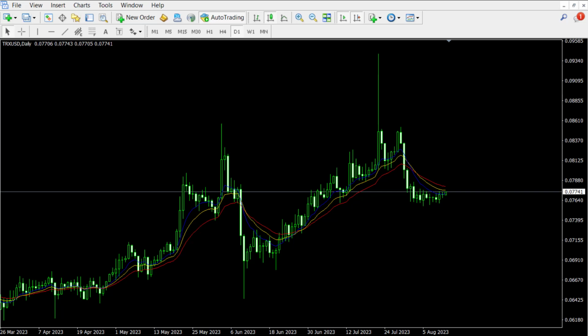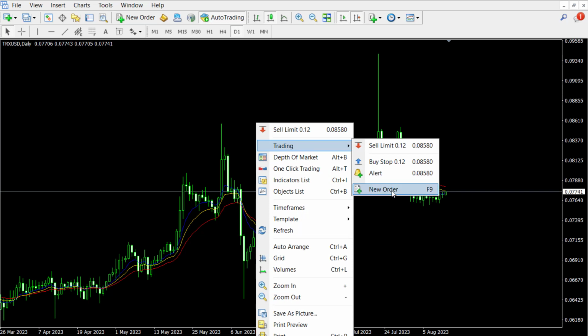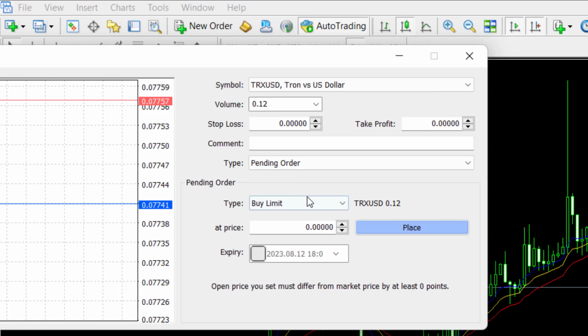Take the example of the TRX chart, where I can initiate a buy order at a price below the current market level. This implies that if the chart experiences a downward movement and reaches the specific price I've established for the buy order, the order will be triggered and executed.